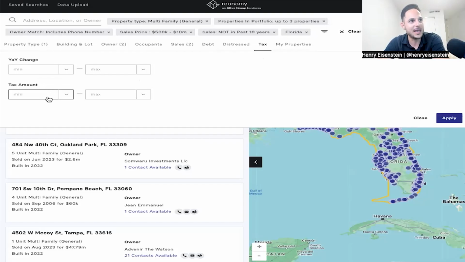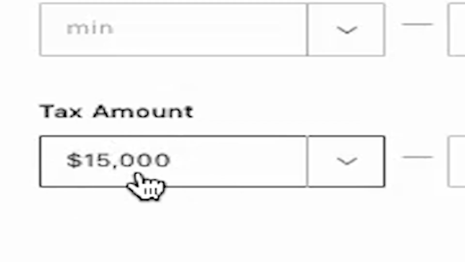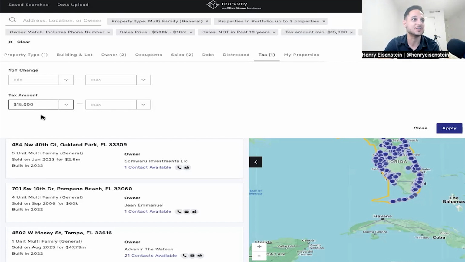If you look at this right now, Florida, obviously the real estate taxes aren't crazy high in comparison to New Jersey, but what I will play around with is something like a minimum of $15,000. The reason I do this is because I don't want to call little tiny baby properties, and most of the time this will eliminate them. I've been doing 15,000 most times. However, I will go up as high as 50 or even 100,000, depending on the size of the property you want to prospect.